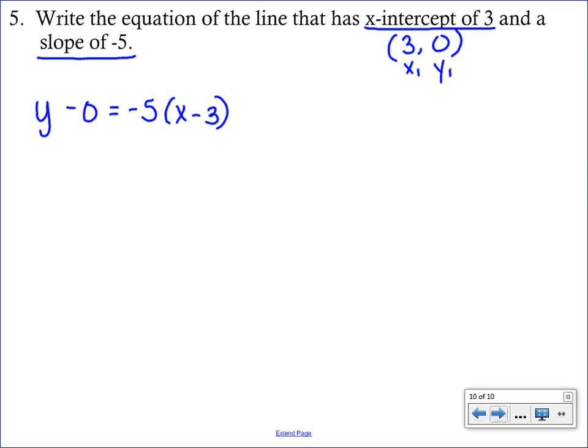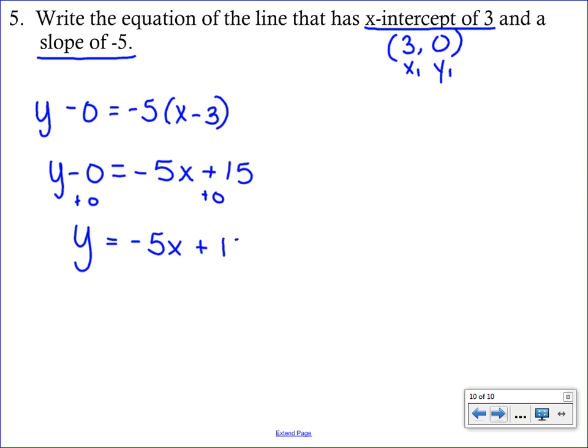Now, we distribute, so we can still do y minus 0. And we end up with negative 5x plus 15. Now, some of you are saying, well, why did we write minus 0? We could just drop that. And you are correct. But others of you like to follow through everything the same way. So you could technically add 0 to both sides if you wanted to, although we know that that doesn't make any change. So our final equation is y equals negative 5x plus 15.